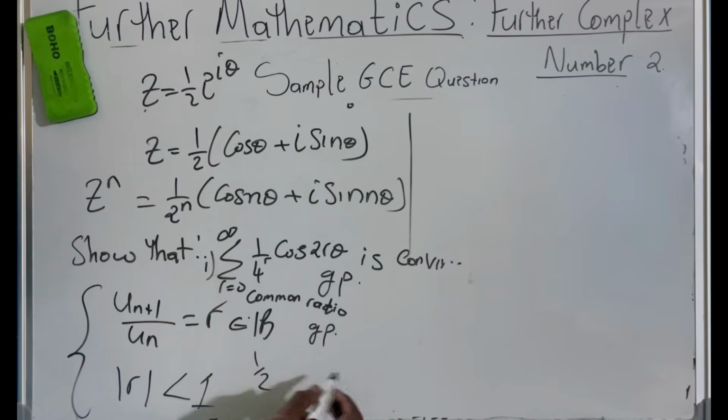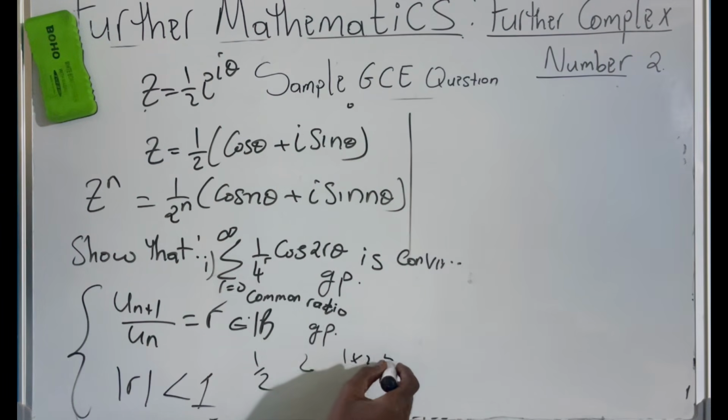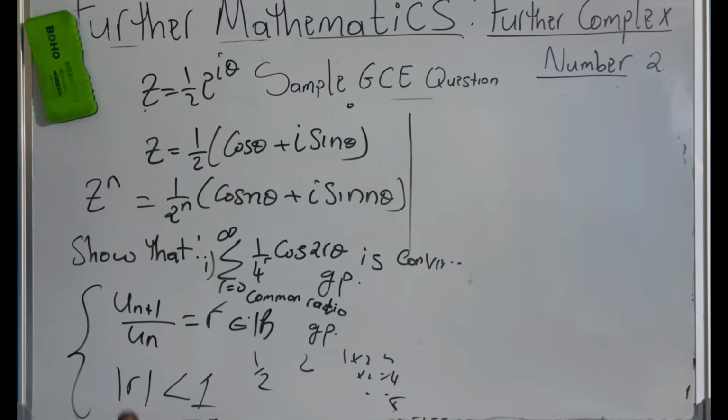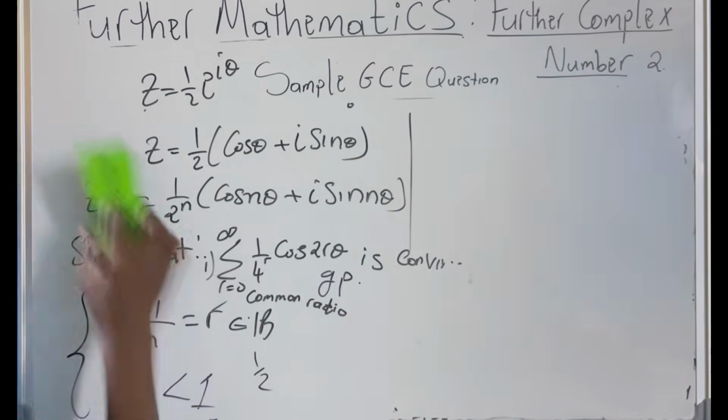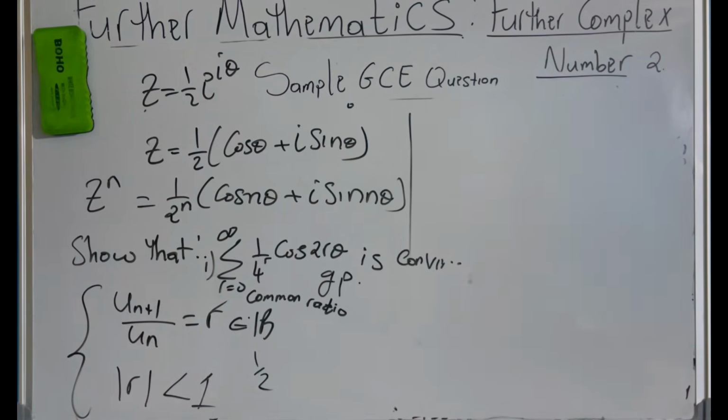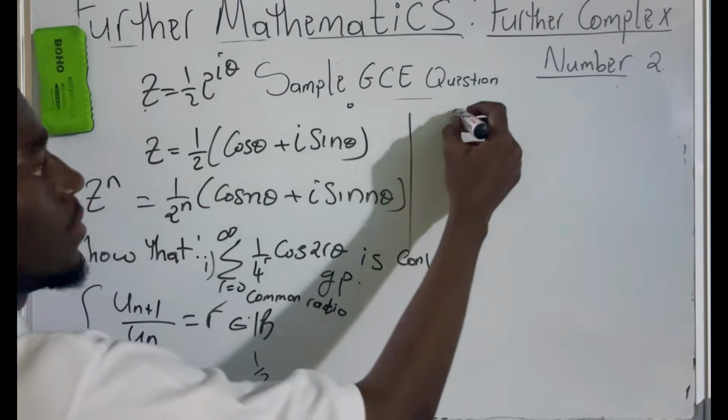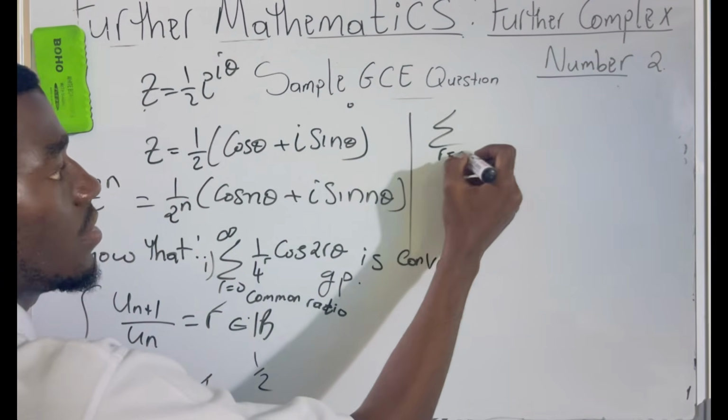Whereas when the magnitude is greater than 1, maybe 2, when the first term is 1, you multiply by 2, you have 2, you multiply by 2, you have 4. You see that the sequence has the tendency to diverge, to go to infinity. So that is the condition for us to have a GP that is converging. Now, this is our series here.